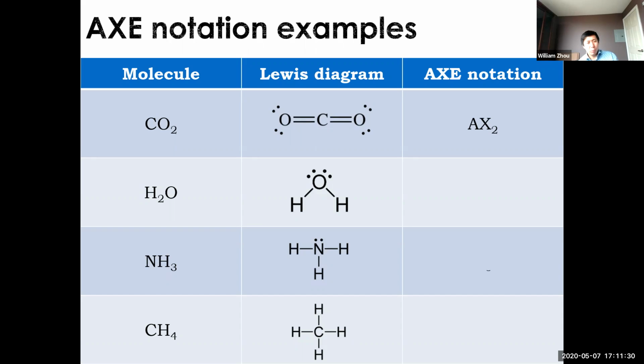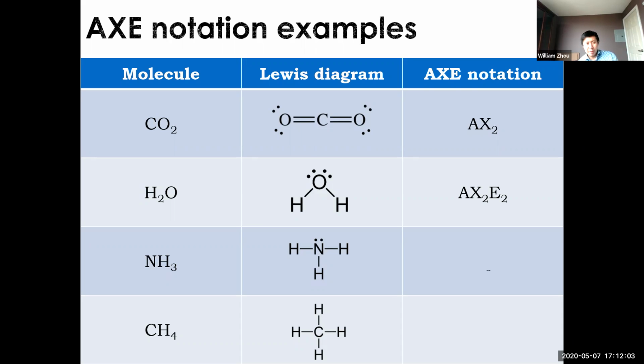Which means for water, the central atom being oxygen, it has two things attached, two hydrogen atoms attached to the oxygen, so X is 2. Now, we're not finished because oxygen also has two lone pairs, so you have two E's. One E is a lone pair. So this will be AX2E2, for a total of 4 different things attached to that oxygen. And so that's how you would do the AX notation.